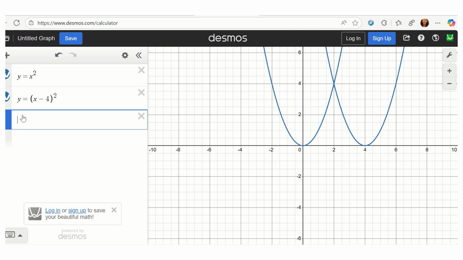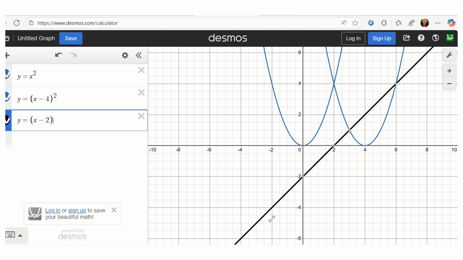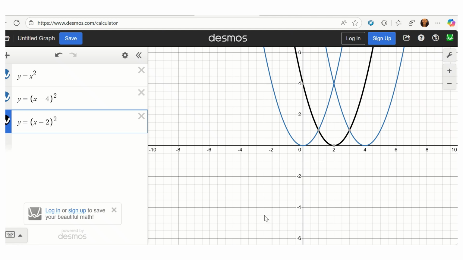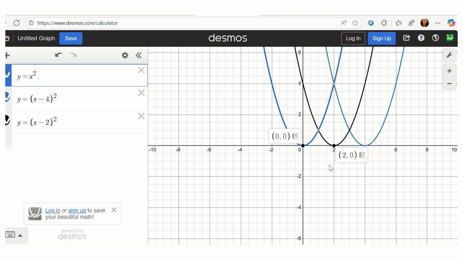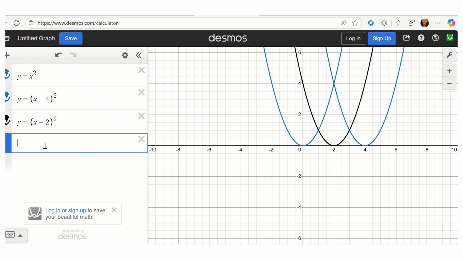Okay. Now, the next one is y equals (x minus 2) all squared. And that one went to the right. So it goes to the right however many units we've plugged in. So if you do -4, it's going to go 4 units to the right. If it's -2, it goes 2 units to the right. Now, this might be the challenge one.